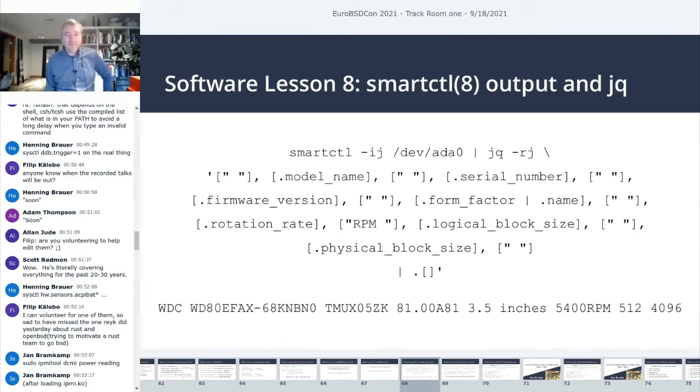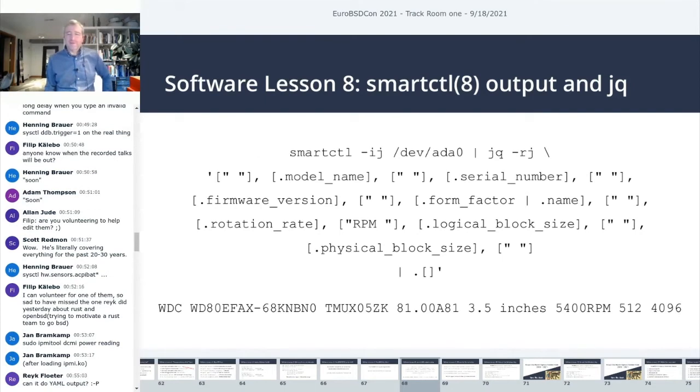But there it is. If I want to find out the model number, the serial number, I've kind of, as you can see, fudged any data here in humorous ways, and form factor and speed, you name it, block size, reported block size, go for it. YAML, don't know, take a look. Come to our talk tomorrow. So that's useful, actionable.